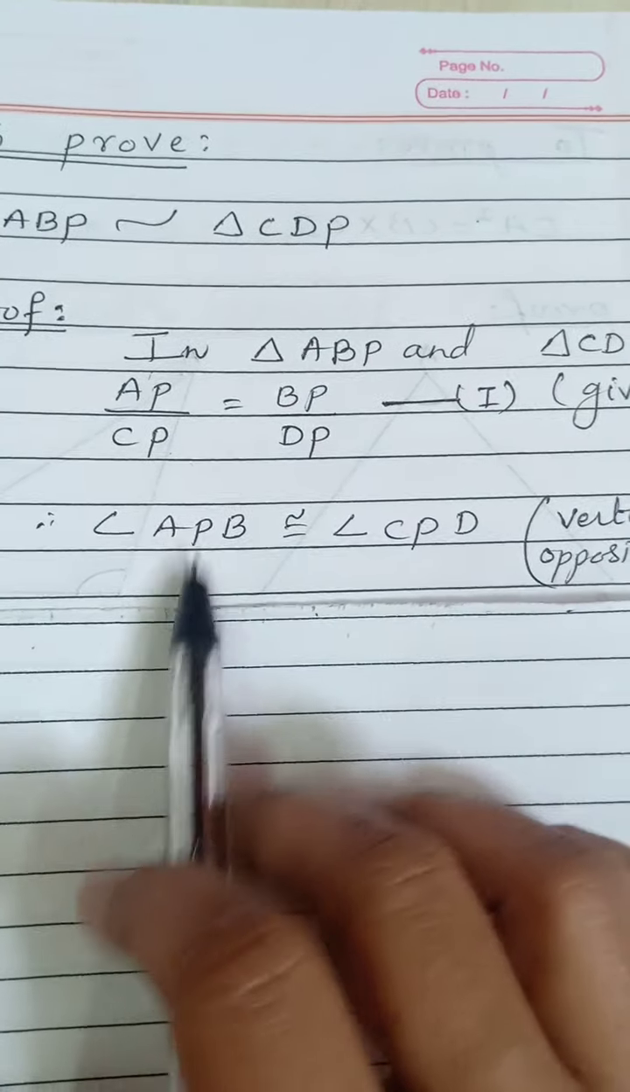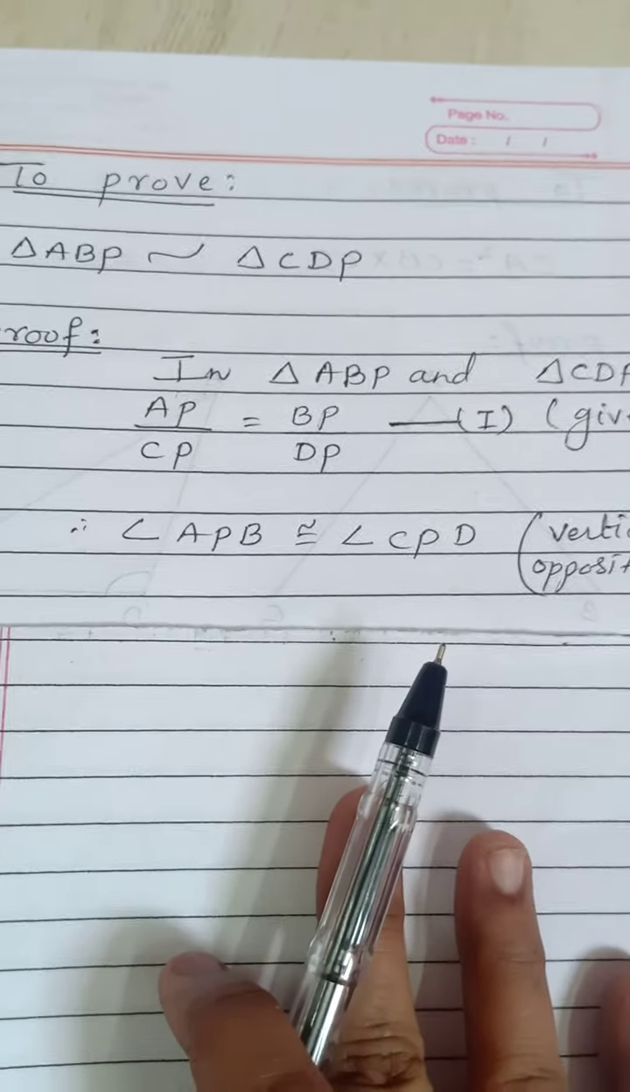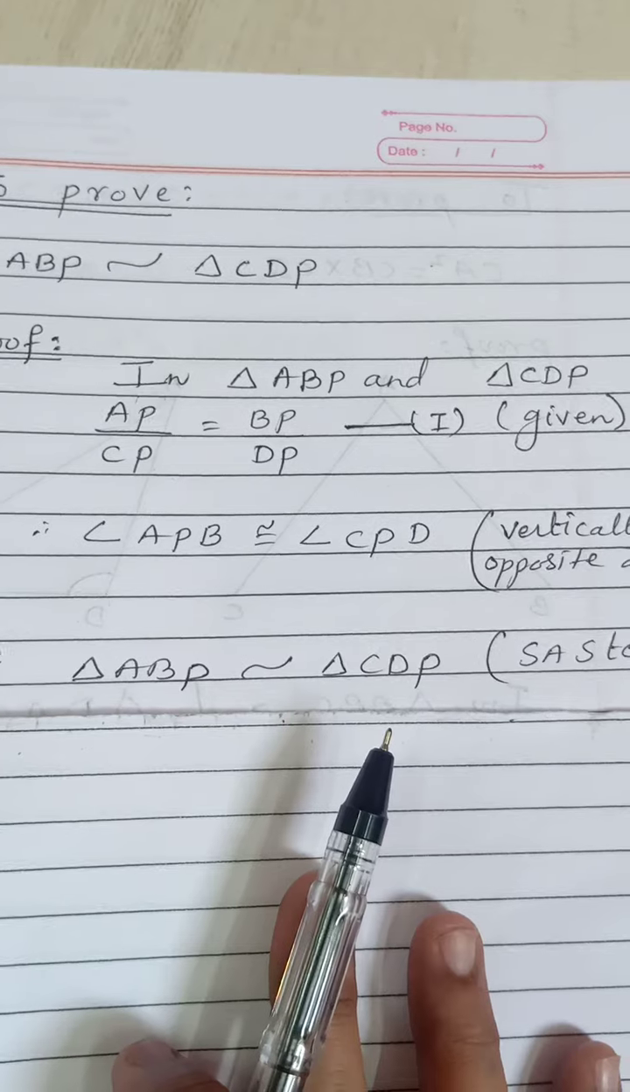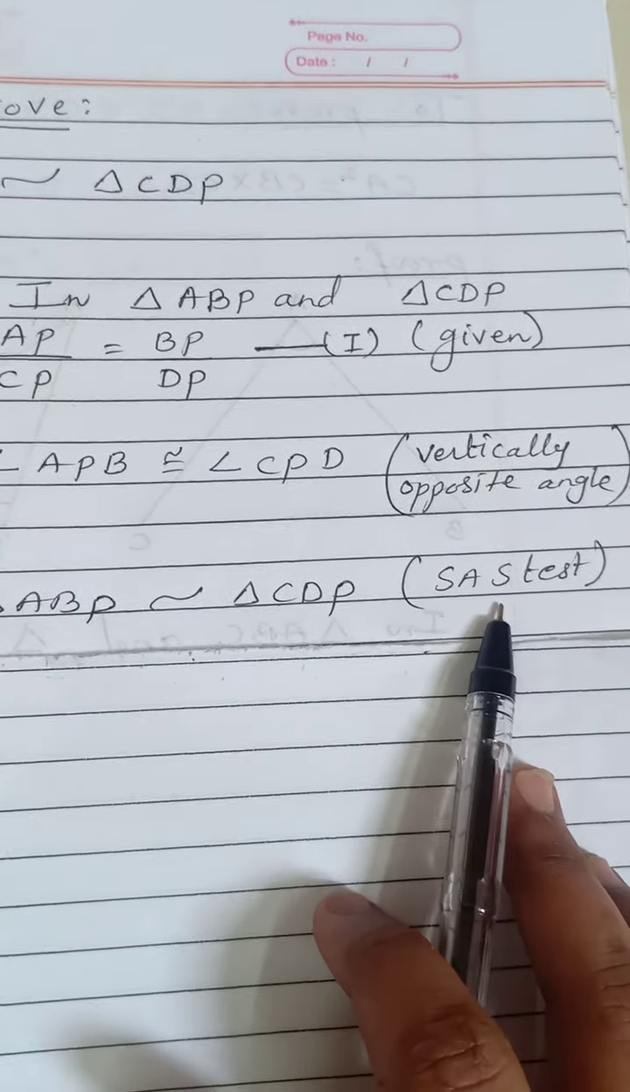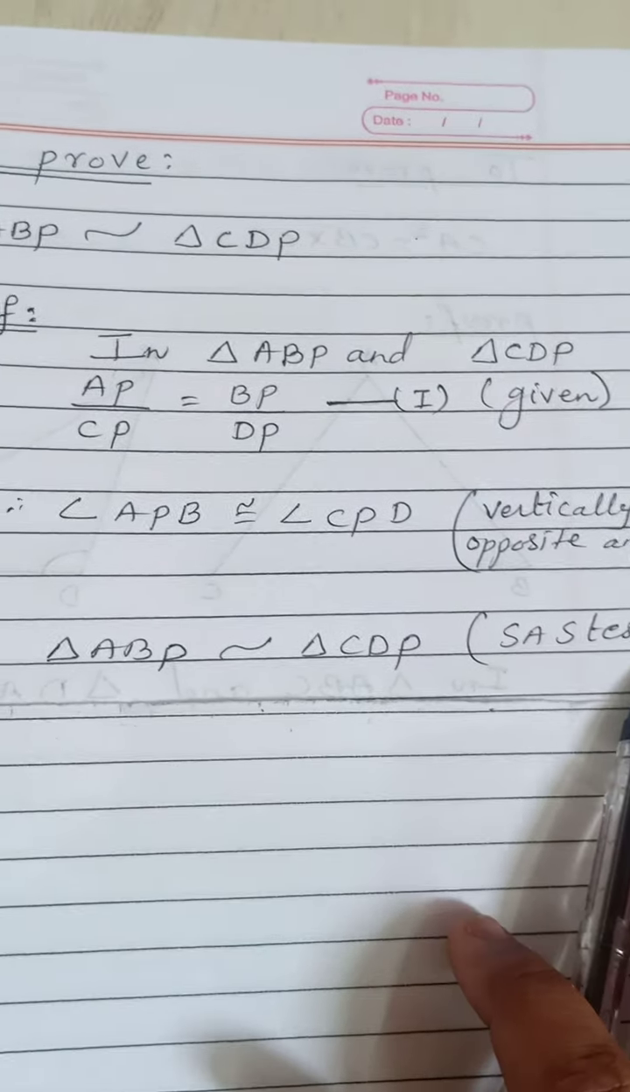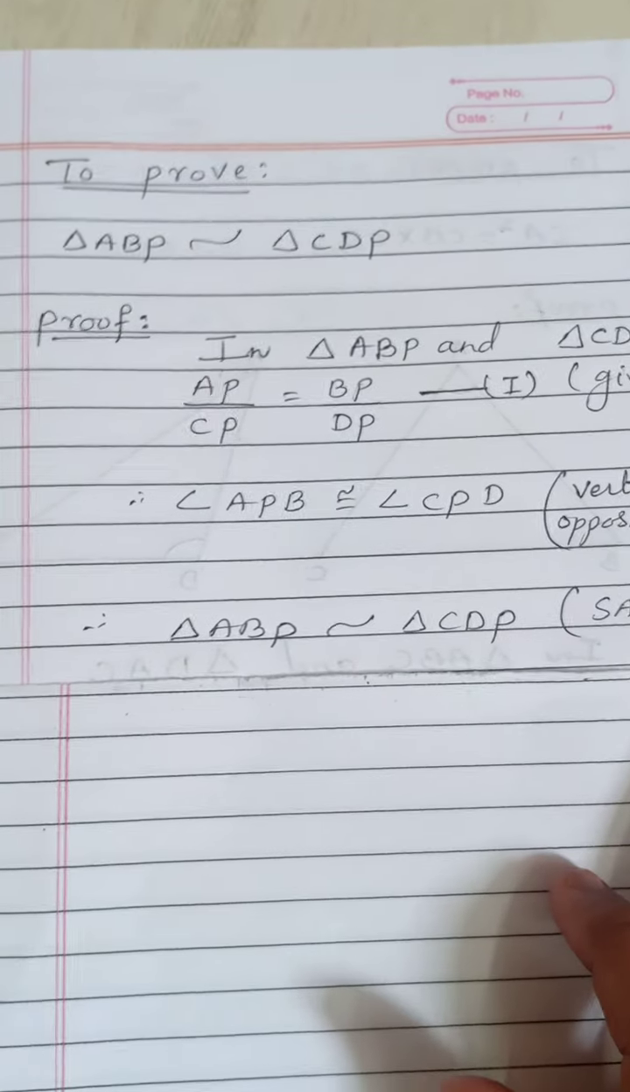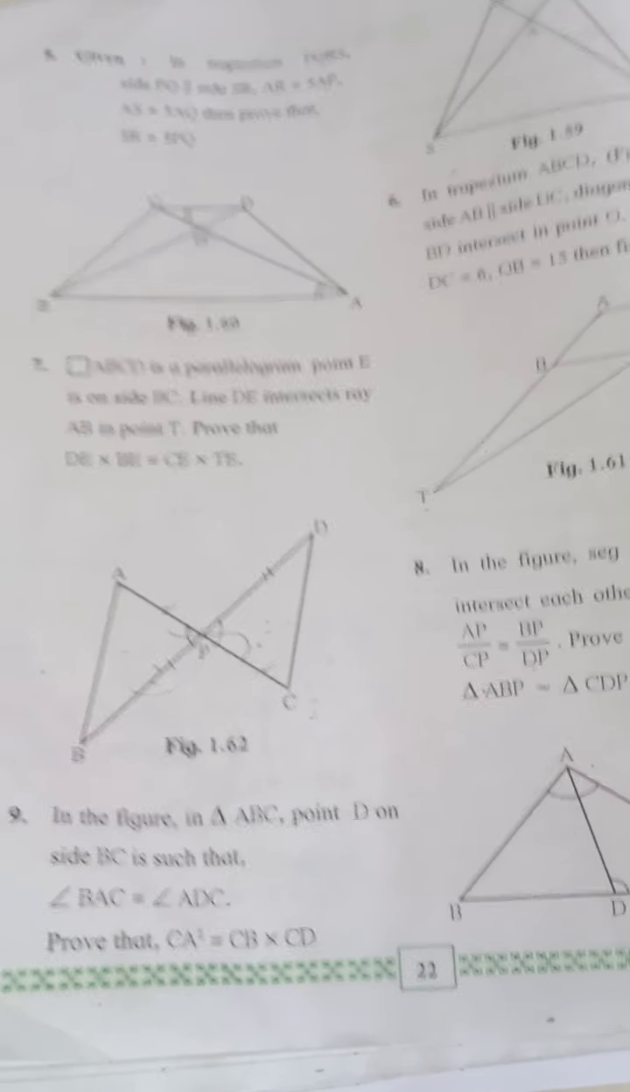So SAS. So the two triangles ABP and CDP are similar to each other by SAS test. So this way we have completed our question number 8.